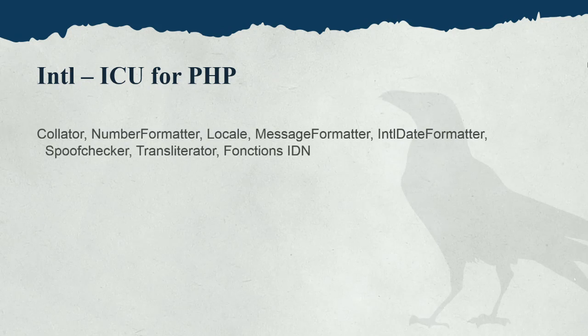So Collator is something that will allow you to sort things using locale ordering, NumberFormatter, MessageFormatter, SpoofChecker. SpoofChecker is about confusables, and so on.